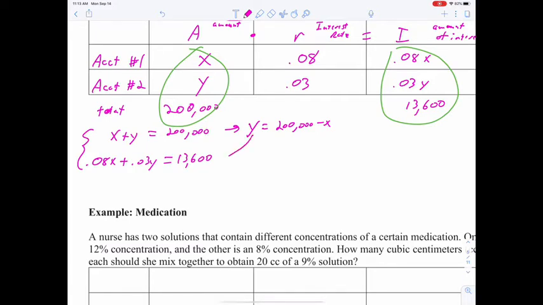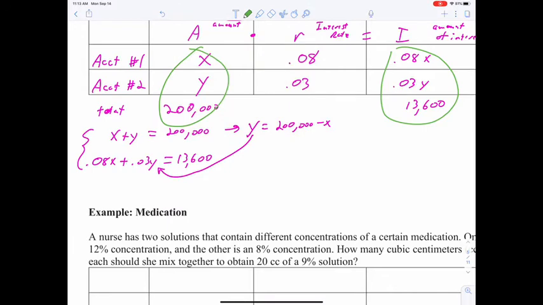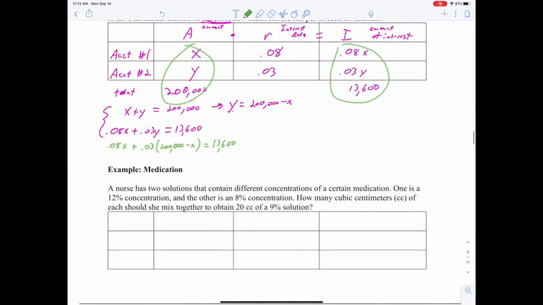Now we'll take this, plug into the second equation there, and see what we get. Okay, so we're going to plug in. So I'm going to write it down here. So 0.08x plus 0.03, but instead of a y, I'm using 200,000 minus x, and that's equal to 13,600. Sorry, I should have left you more room. I did not.